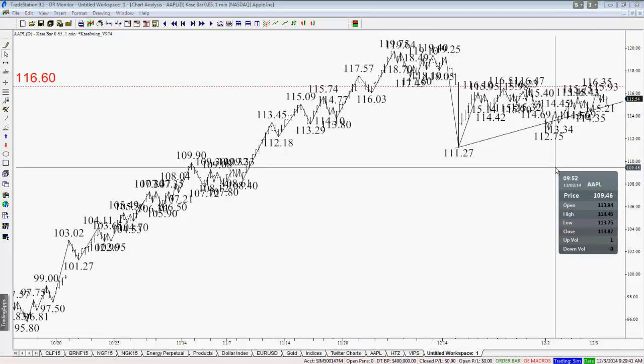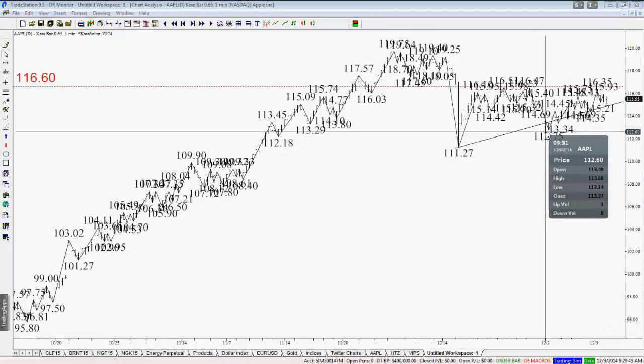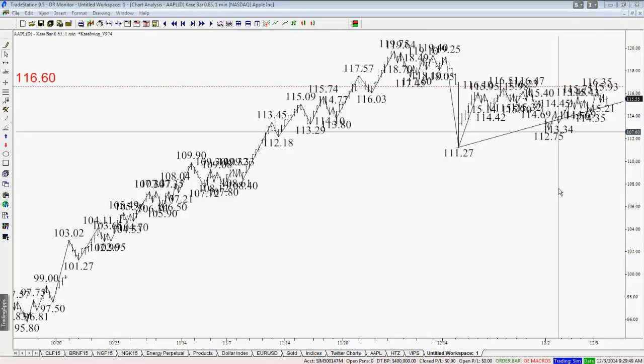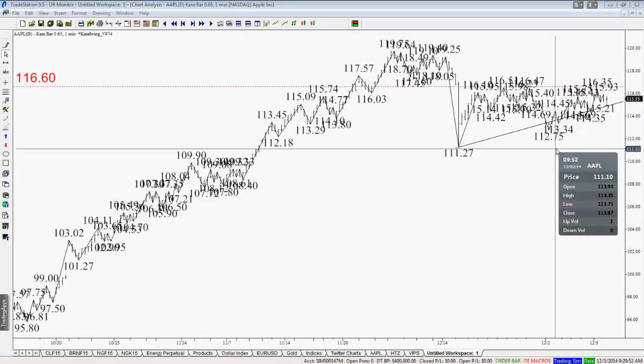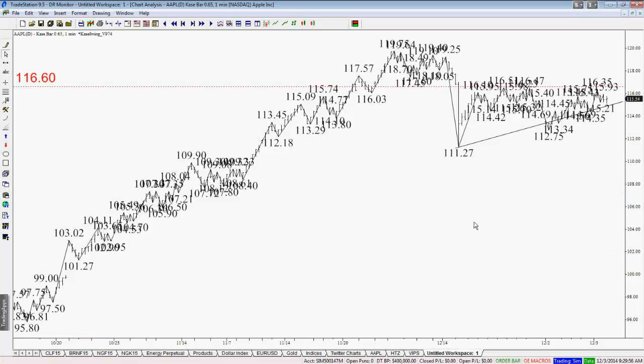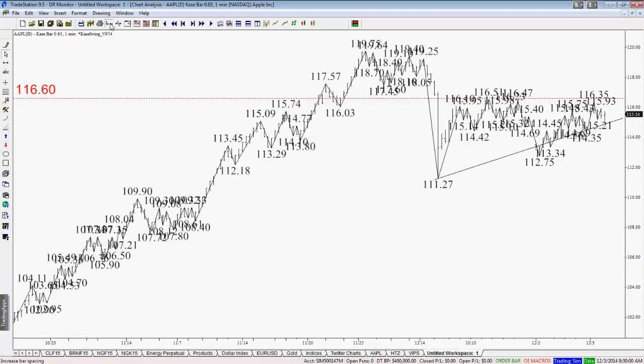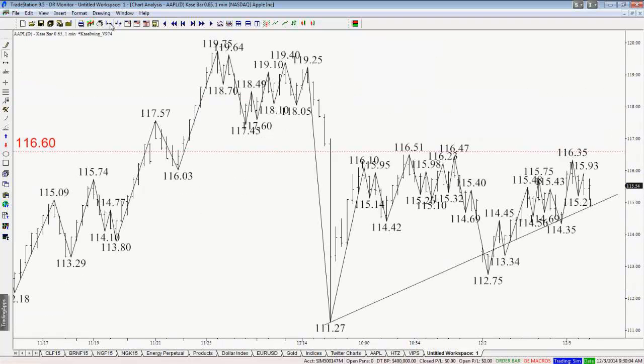If it breaks the 110.80 area, near-term support's going to be right around this 112.75. If it gets below 112.75, I'm going to start getting nervous. At 110.80, I'm getting bearish or negative short term, and we'll see where it goes from there. But otherwise, if it can overcome this 116.53, which it's really trying, if it can overcome that 116.53, it's got a good shot.